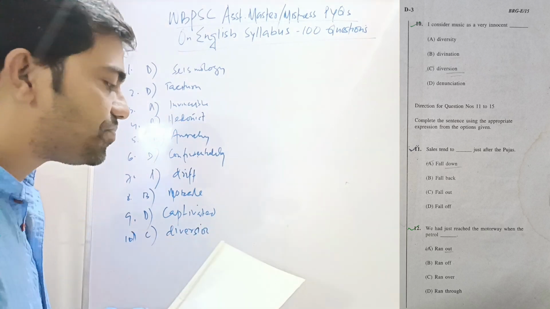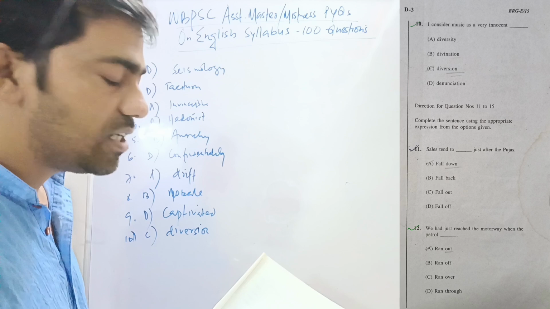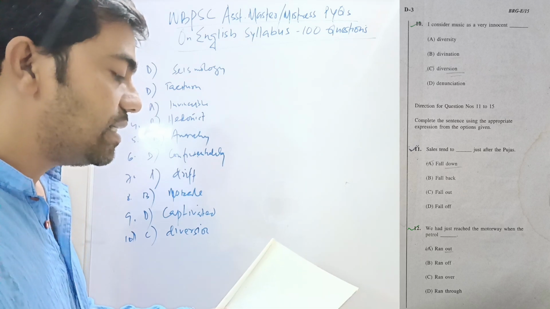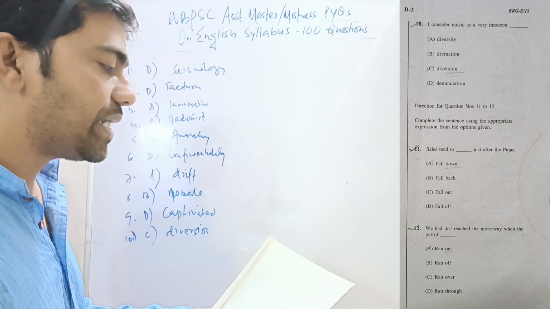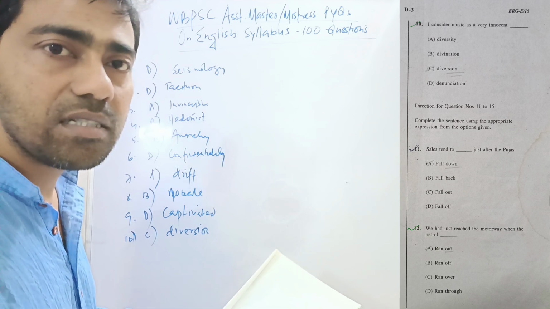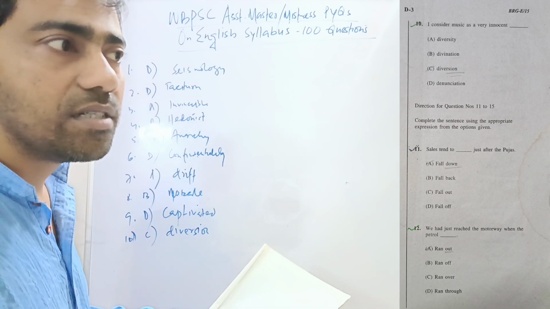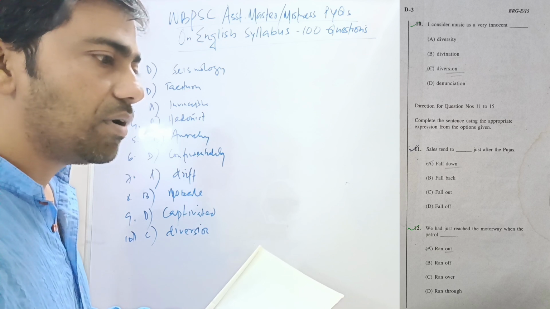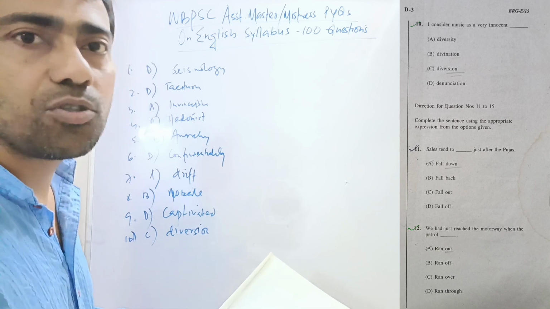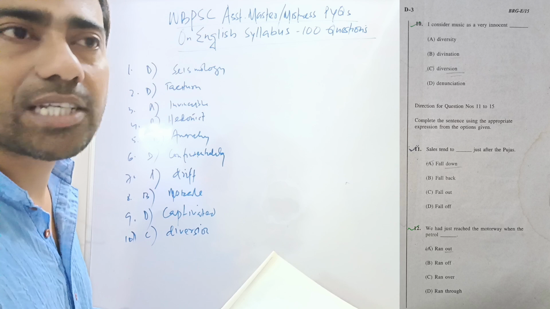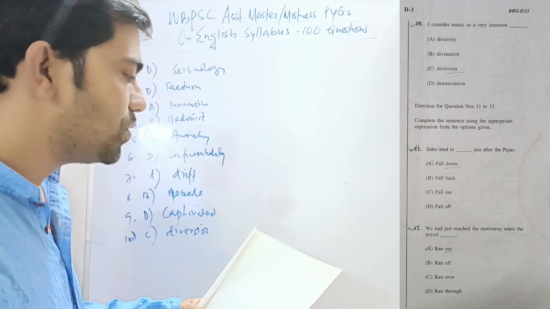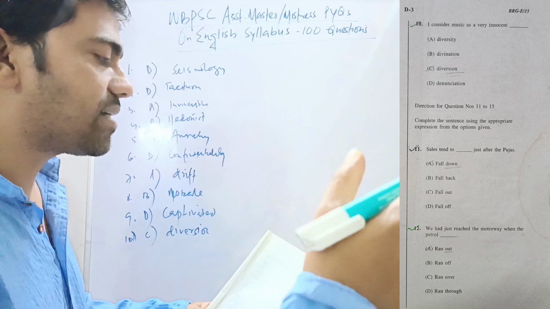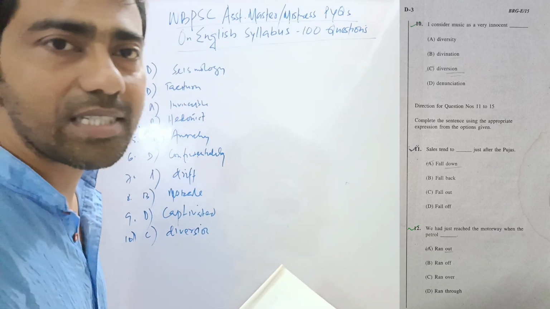You can say, why not divination? Yes, divination also could be the correct one, but divination would be appropriate when the music relates to some bhajans, some songs related to religious text, religious scriptures. So divination will go with that line, but here, diversion.